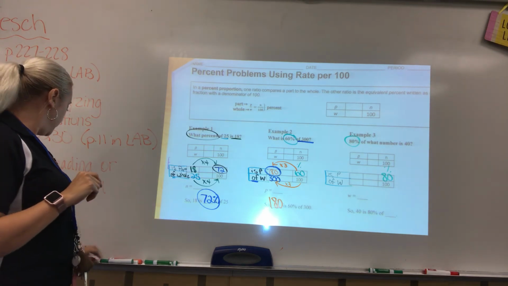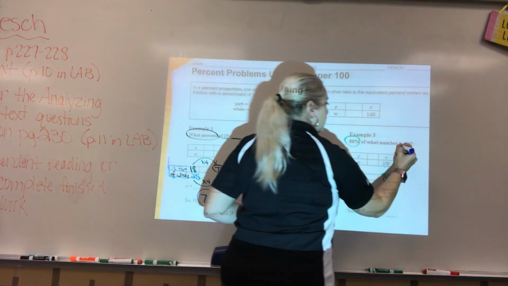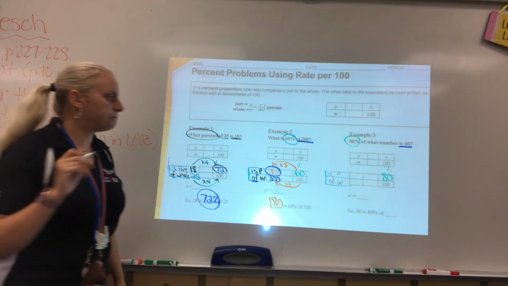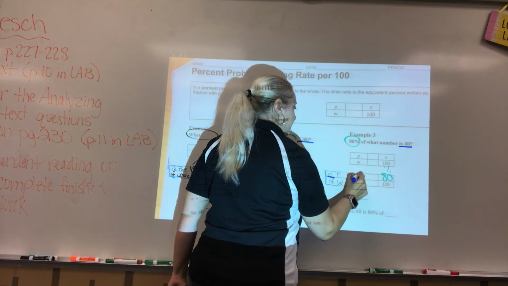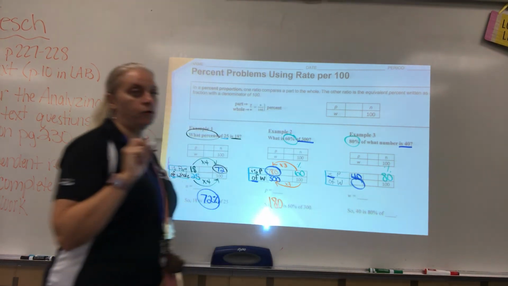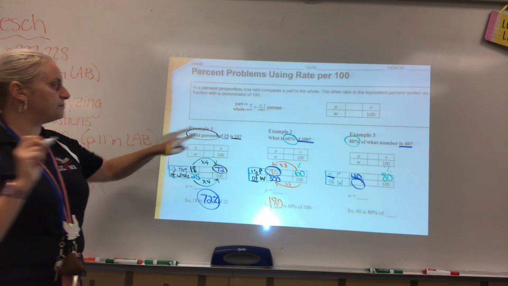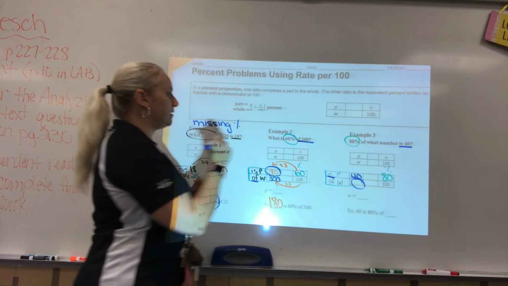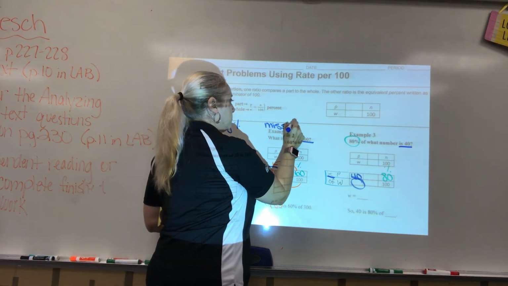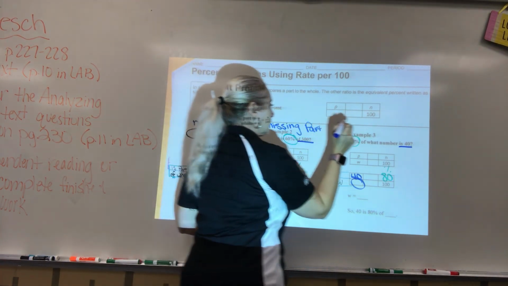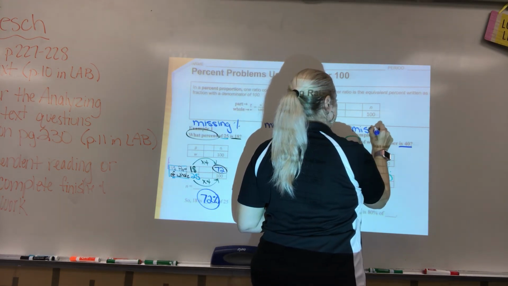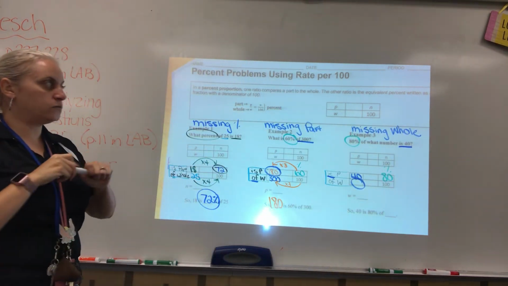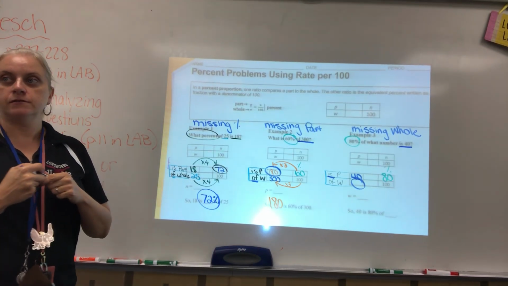And then, what's the other piece they give me? Is 40. Where do I put that, on the top or the bottom? Top, because it's got my is, 40. So this time I'm looking for the whole. This one I was missing the percent. This one I was missing the part. And this one I am missing the whole. 3 different ways that we could be solving these problems.